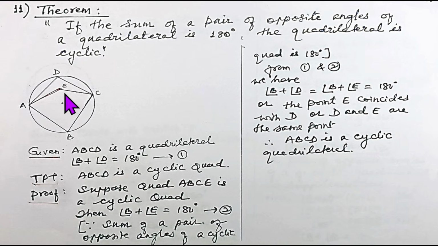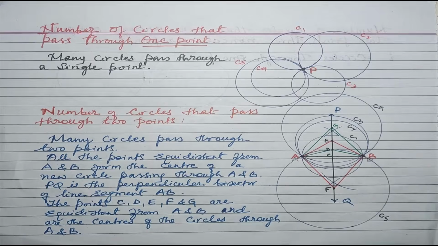Or the point E coincides with point D, because E and D are the same point, therefore ABCD is a cyclic quadrilateral. So that is the proof of this theorem.